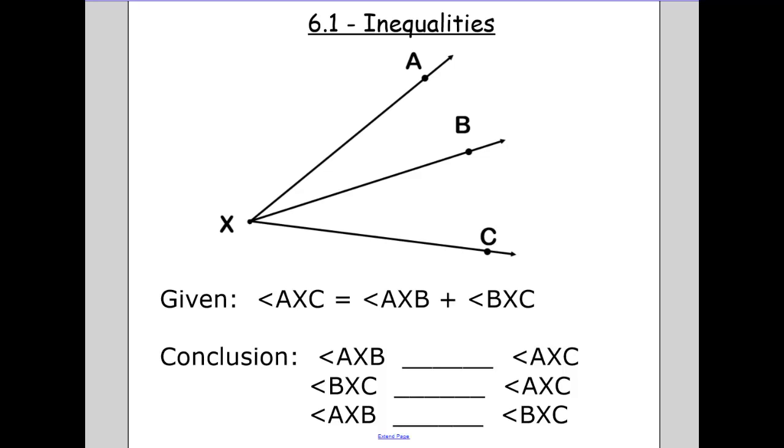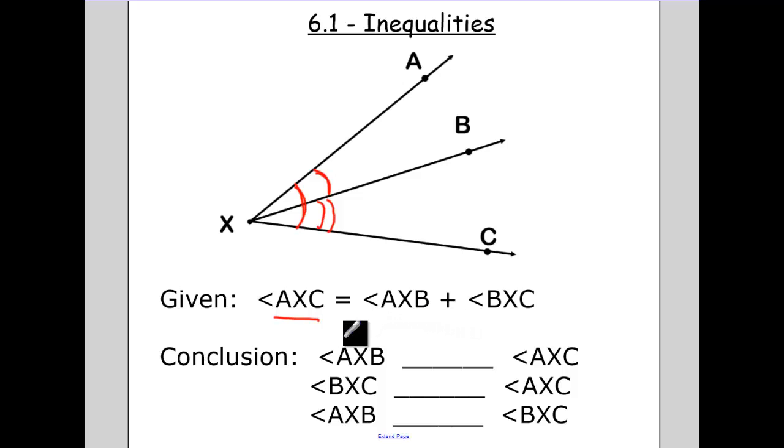Today we're going to be talking about inequalities and how those inequalities are going to relate to geometry. So suppose that we are given an angle, and our angle AXC, the bigger angle, we know adds up from the smaller angle AXB and BXC. So we know that by the angle addition postulate, the biggest angle is the sum of two smaller angles.